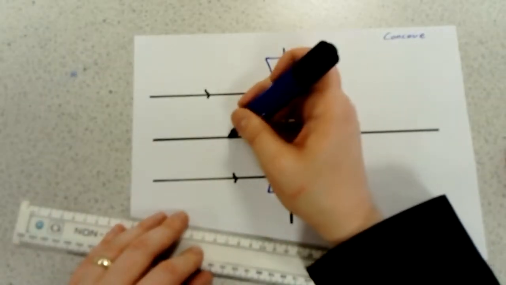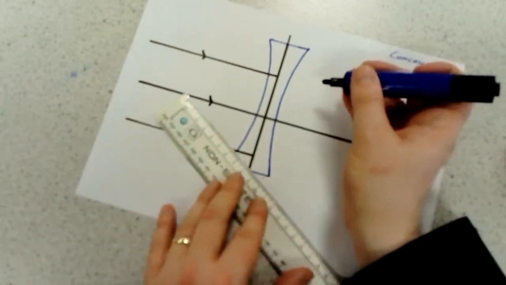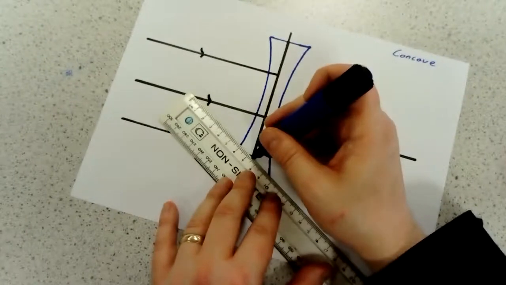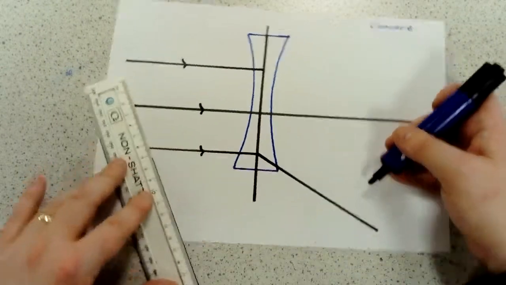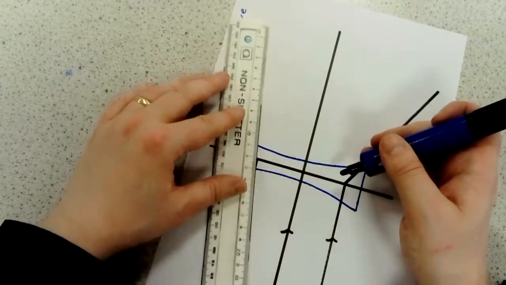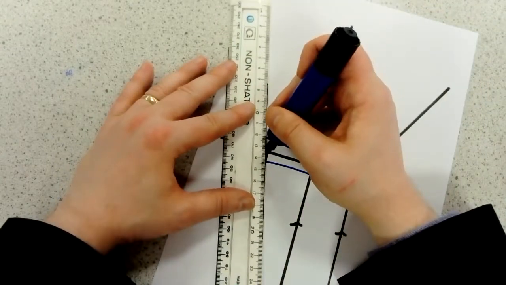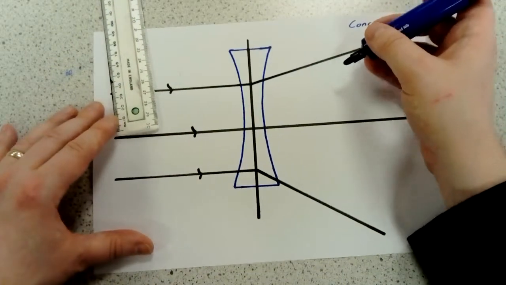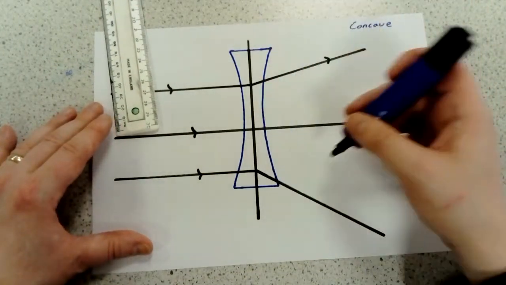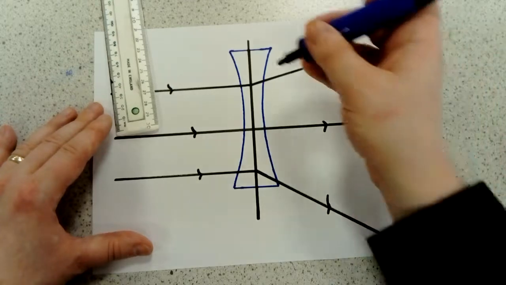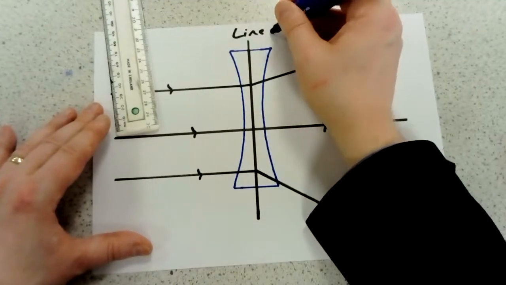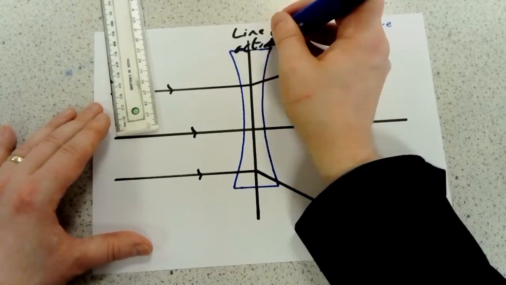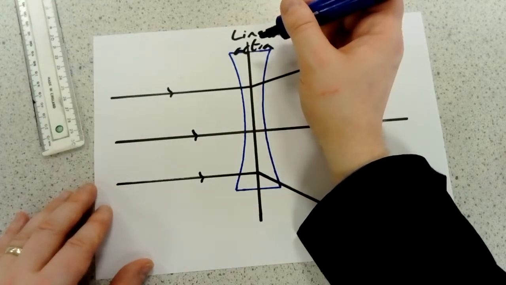So, as always, make sure that you've drawn your arrows on to show which way the beams of light are going, and we would see from that that the beams of light would spread out. So the diverging from that line, from our line of action.